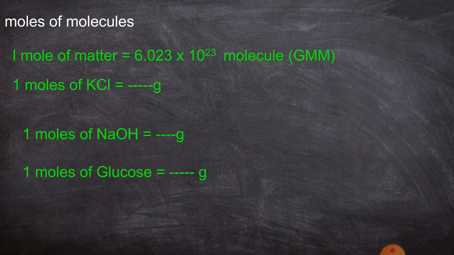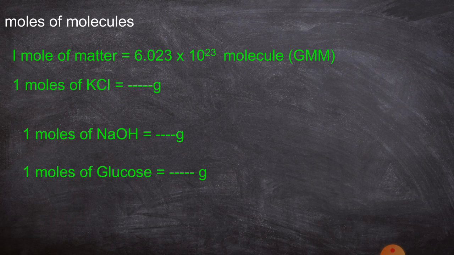It is 40. Then chlorine is 35. If you sum the two, you get 75. So 1 mole of KCl contains 75 gram. 1 mole of carbon dioxide contains 44 gram.